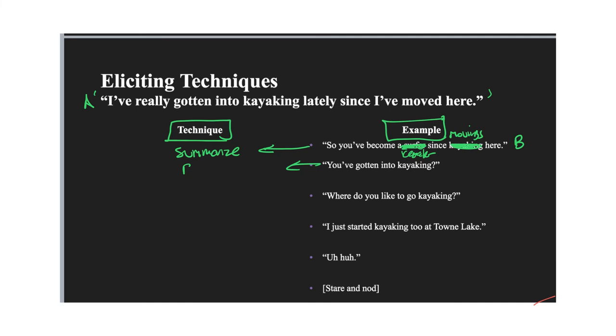So this is called parroting. Parroting is where you take one phrase, gotten into kayaking, and you just repeat it in your response. So your partner says, I've really gotten into kayaking. Oh, you've gotten into kayaking. Summarizing, you're taking what they say and putting it in your own words. Parroting, you're literally repeating a phrase that they said. So if your partner said, I went to a meeting yesterday. Meeting yesterday? Okay, that's a parrot, okay? And the idea is that when you parrot it, your partner's supposed to expound on that topic. Meeting yesterday, oh yeah, you know, the meeting about blah, blah, blah, and so forth.